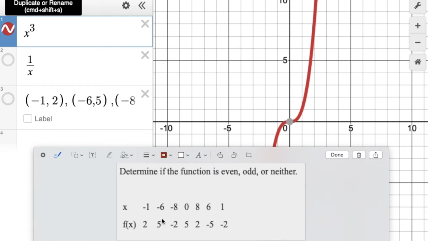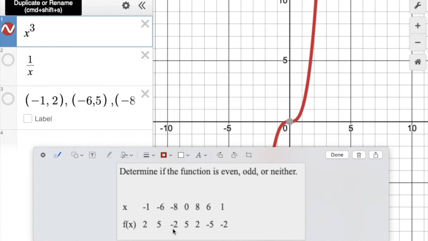And so here was the original question. Remember, for an even function, if I put in -1 and I got 2, and I put in +1, I should get 2. So it's definitely not even. For odd, when I put in -1, I get 2. When I put in +1, I do get -2. That's what we should see.